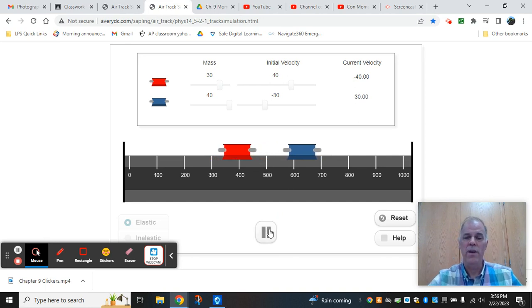And they bounce, and notice that they have the same speed just in the opposite direction. So the red one was going 40 to the right. It collided and went back at the same speed in the opposite direction. And the blue one had a speed of 30 to the left. It bounced off and it had 30 to the right. So we wind up with a symmetrical situation here.